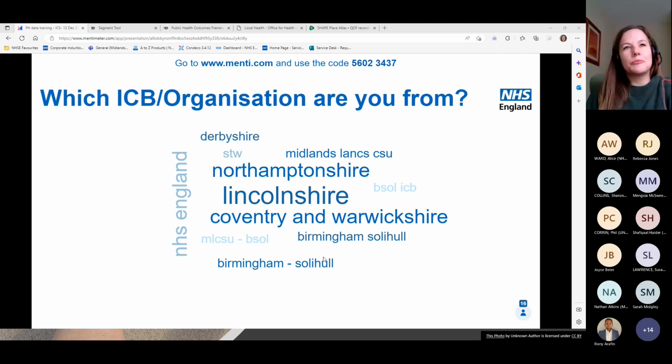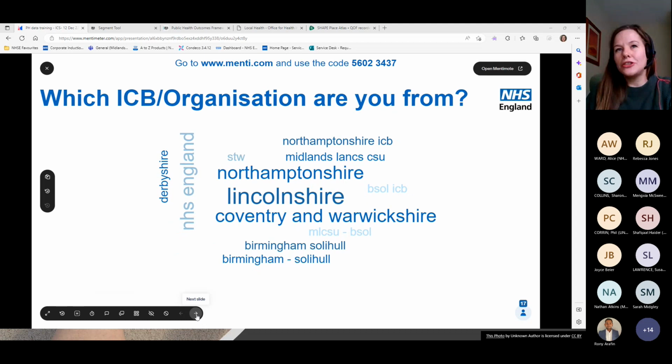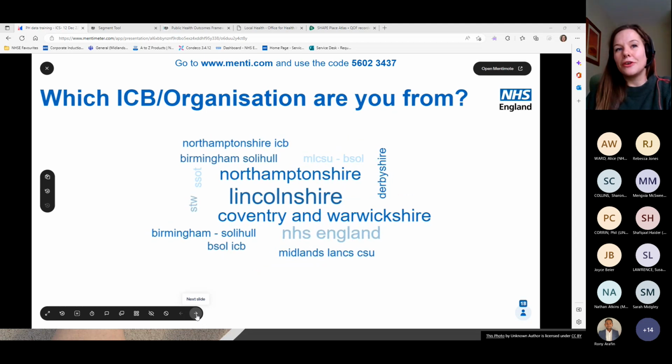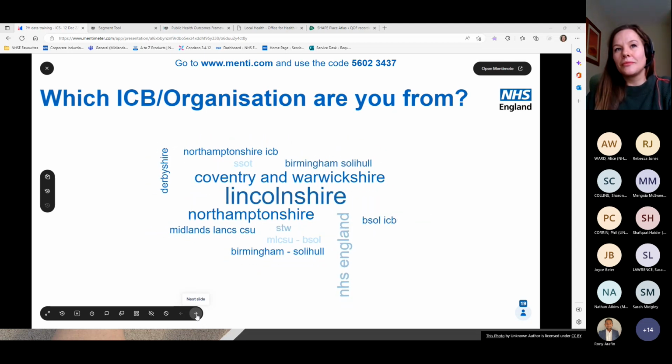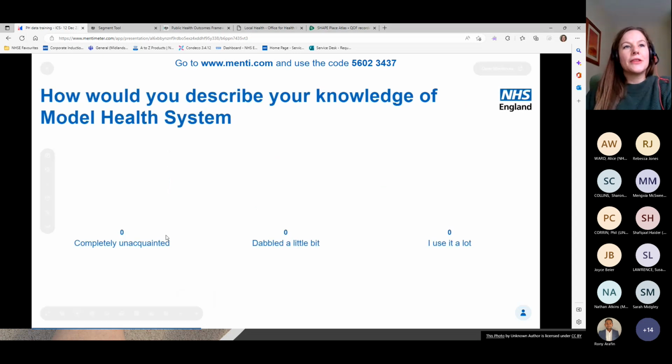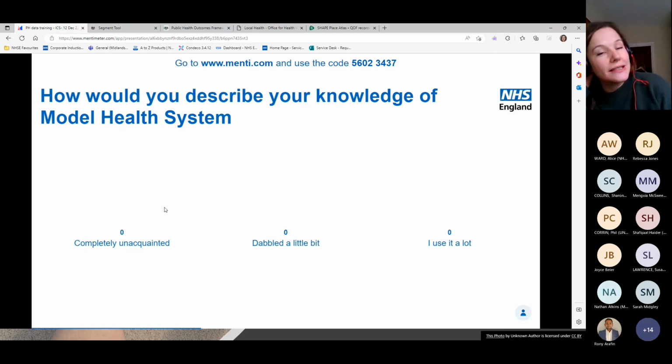Okay, so I think 16 is probably the number we're expecting. So I'll go on to my next question. Oh, we've got a few more. Okay, so I'll expect around 19 answers from now on then. Okay, that's great. Well, welcome everybody. So the next question then is, how would you describe your knowledge of model health system? Just want to get a bit of an idea of the level we're all at.